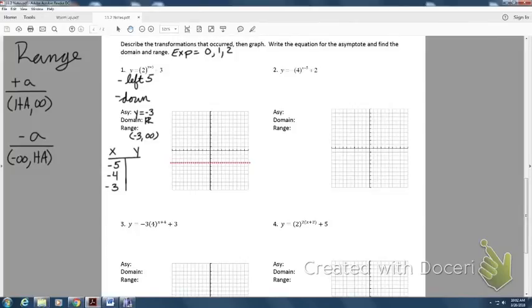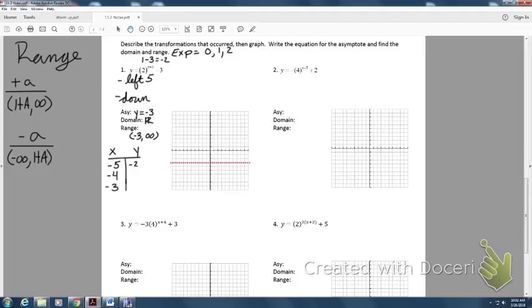And now I've got to find the y values, and that is a lot easier than it sounds, because these 0, 1, and 2 are easy exponents to deal with. If I plug in -5, this is now 0. And what does anything to the power of 0 equal? 1. So now this problem is 1 minus 3, which equals what? -2. So I know I'm going to have the point -5, -2.